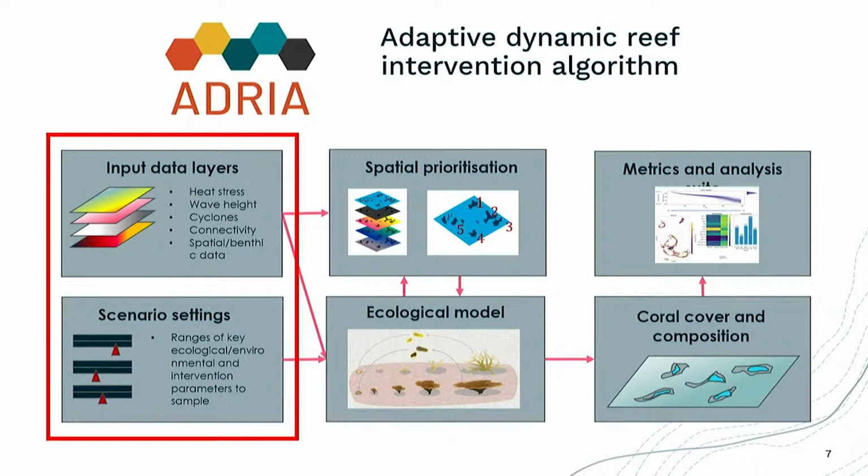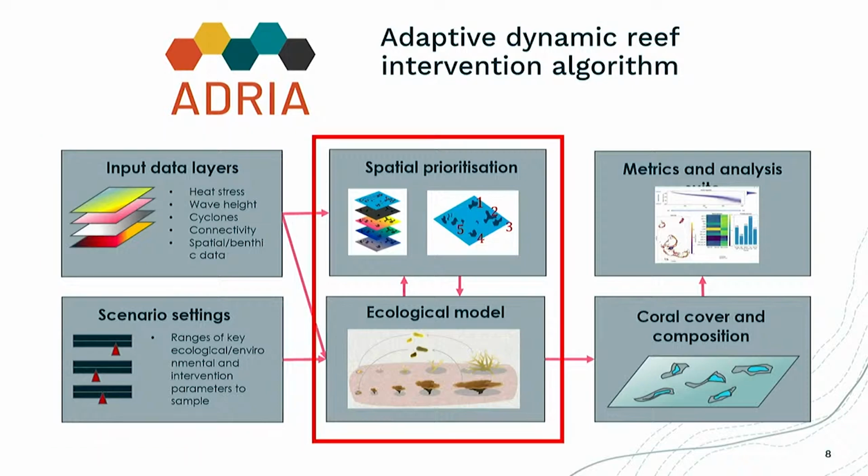Then there's a series of scenario settings, so things like ecological and environmental parameters, like rate parameters that the user can set, and also intervention parameters, so the type of interventions you want to model, how frequently you want to do them, that kind of thing.